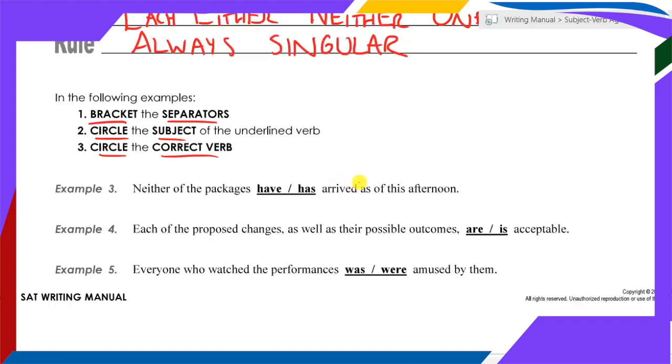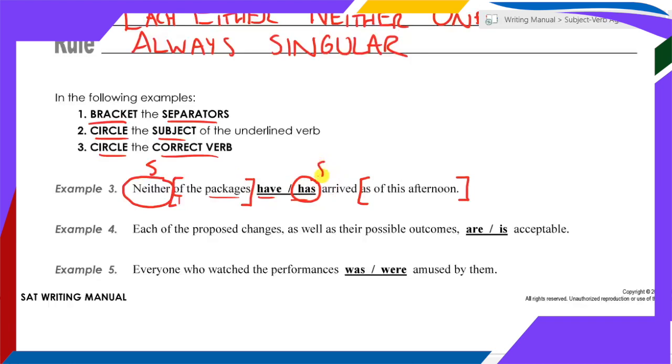So in example 3, neither of the packages have/has arrived as of this afternoon. Notice that we have a prepositional phrase separator here, beginning with the preposition of and ending with the object of the preposition, packages. I'm going to bracket that. I'm also going to bracket as of this afternoon, which is also a prepositional phrase separator. So what we're left with is the subject, neither. Remember, we said that neither is singular. Which of these two verbs will we use with a singular subject? We would use has. Neither has arrived.